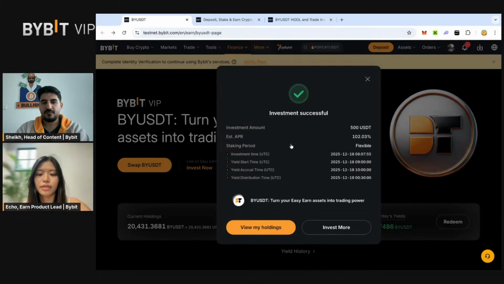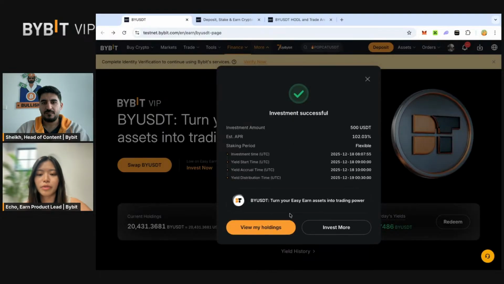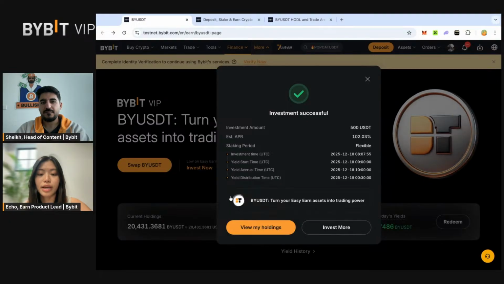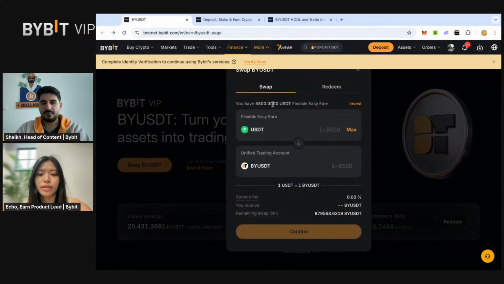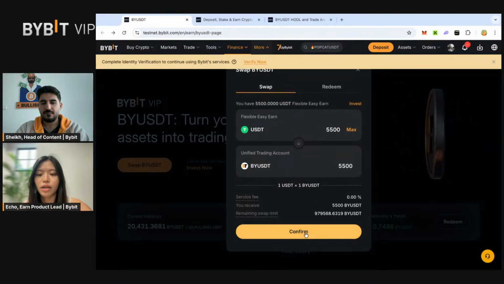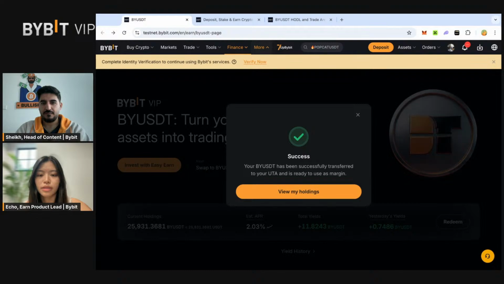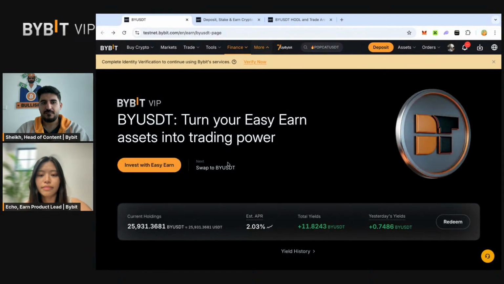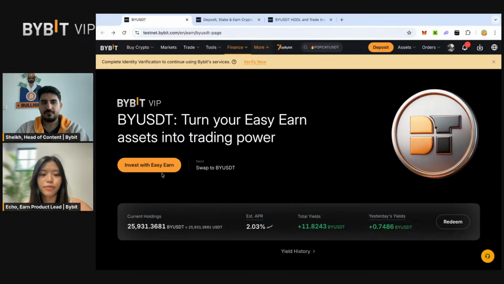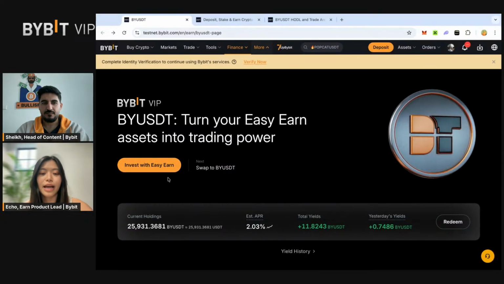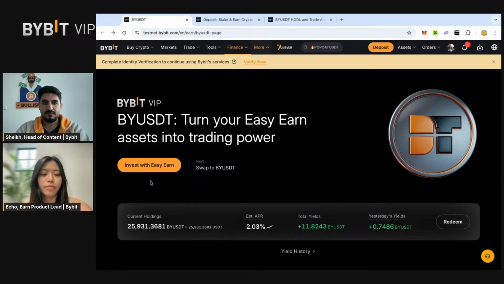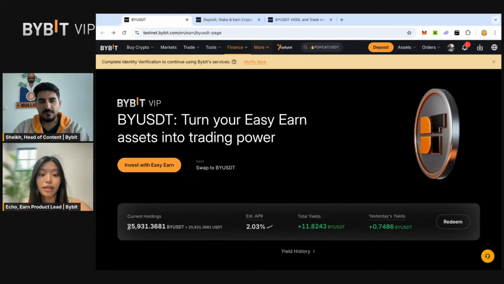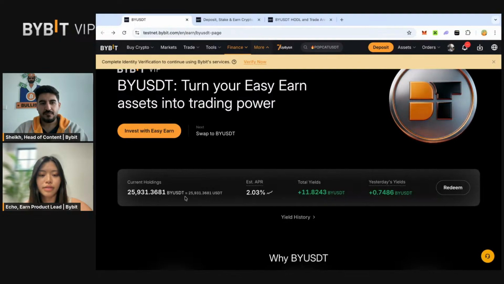And I invest. We also put a small banner here. You can just click and go directly to the landing page, and then you can swap to BYUSDT. For example, I have 5,500. I can just swap whatever I want. And that's it. I didn't leave it longer to show you, but it's absolutely one-to-one with no fees. I just swapped 5,500 USDT, I get the exact amount of BYUSDT, and the value is exactly the same.